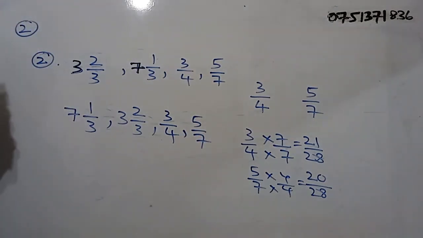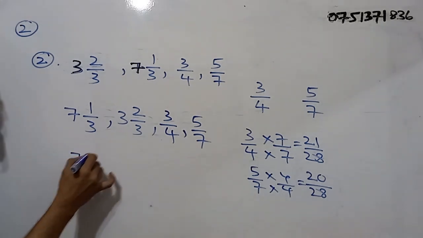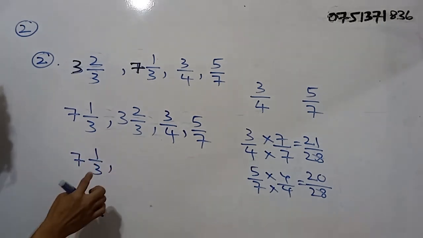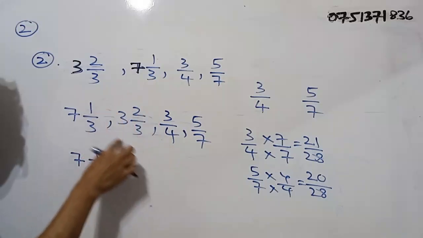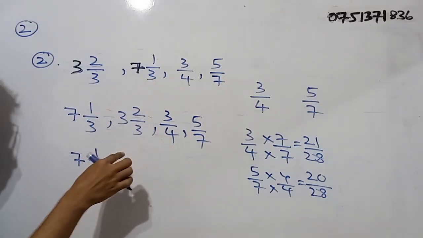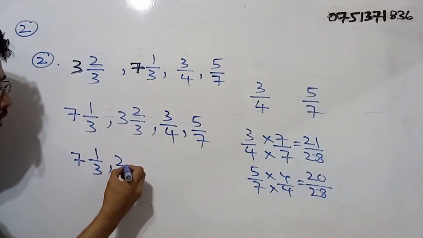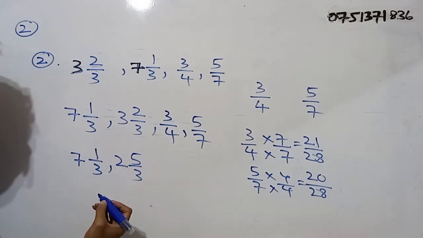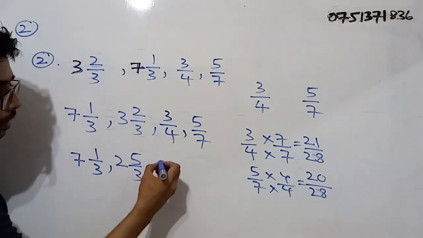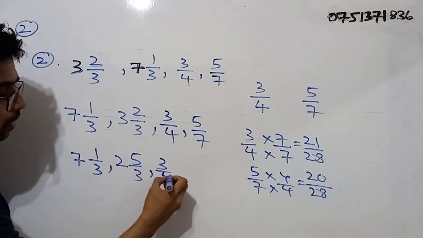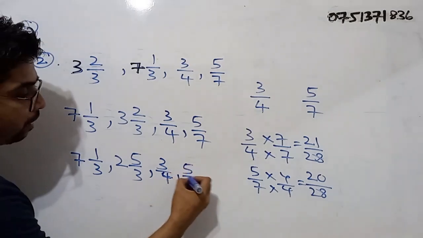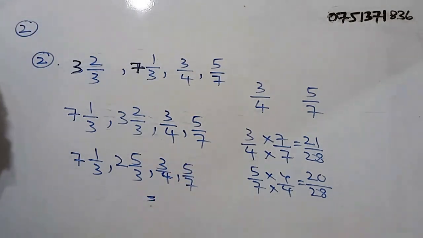Right. Now just as before, we need to write the final answer using the fractions that have been given to us. So we can write 7 and 1 by 3. So we cannot write 3 and 2 by 3. Why? We have been given 2 and 5 by 3 as a fraction, right? 3 by 4 or 3/4 we can write, then 5 by 7. So this is the final answer.